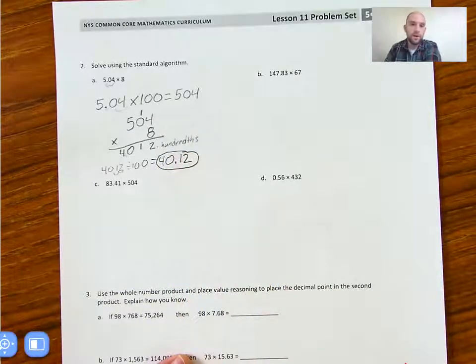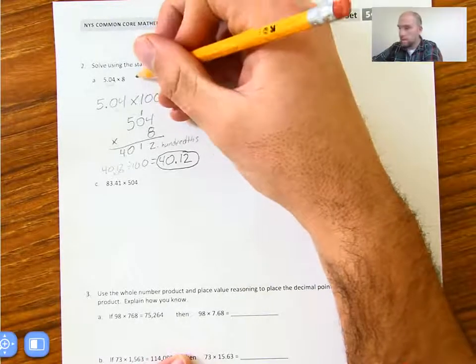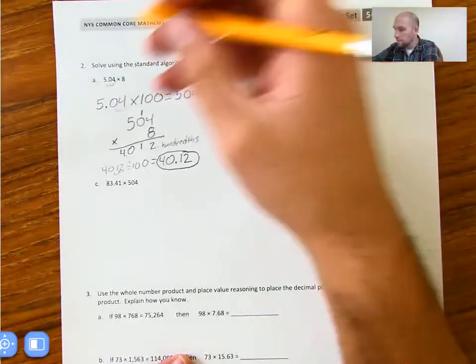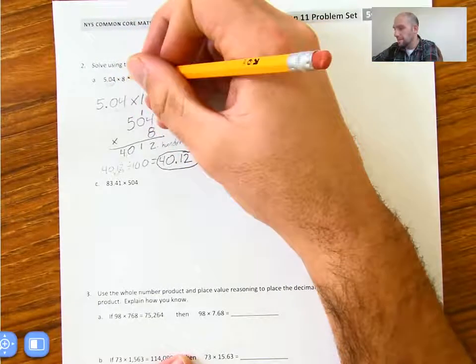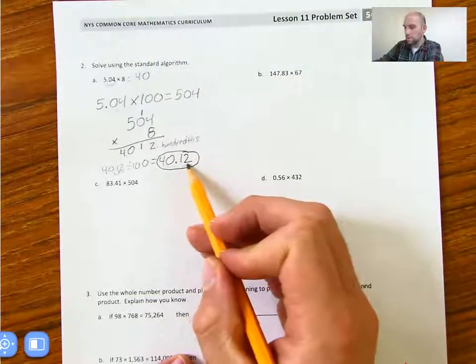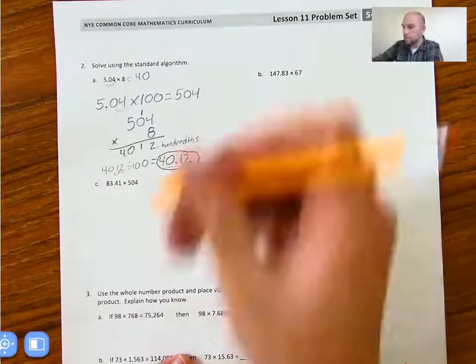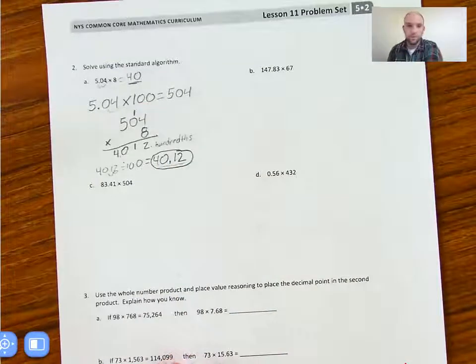Now we could do a quick estimate to check and make sure that our product is close to where it should be. 5 4/100 is really close to 5. And then 8, we don't need to change. We can just do 5 times 8. 5 times 8 is 40. And 40 is really close to 40 32 hundredths. So we know that our decimal point is in the right place. Our answer is really close to our estimate.